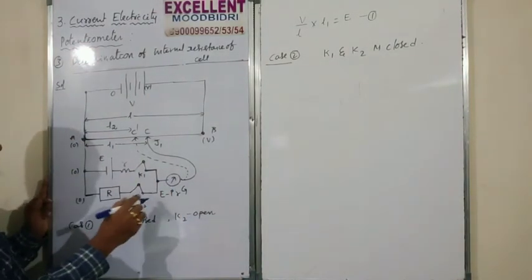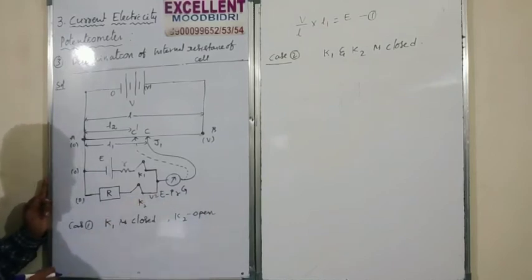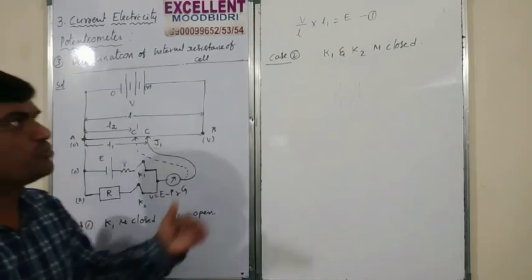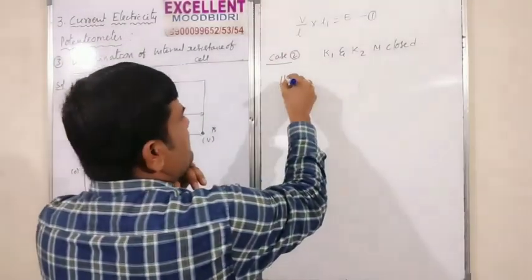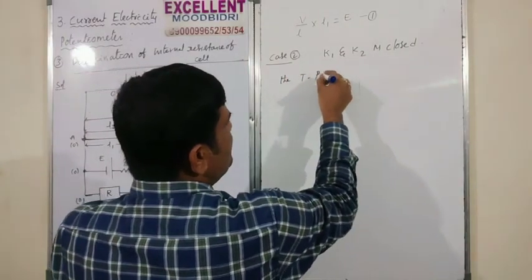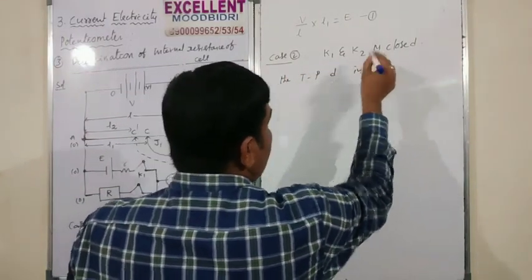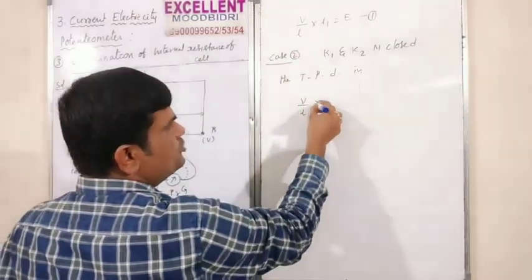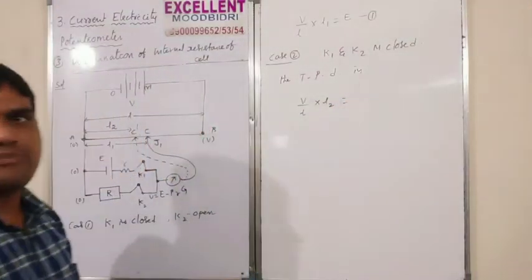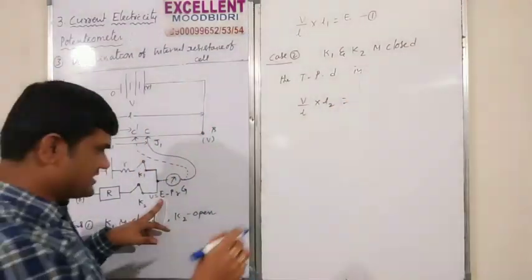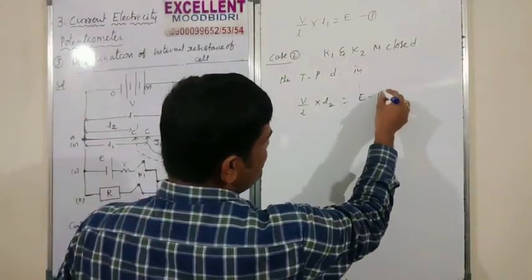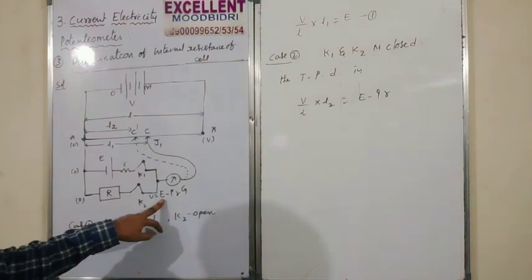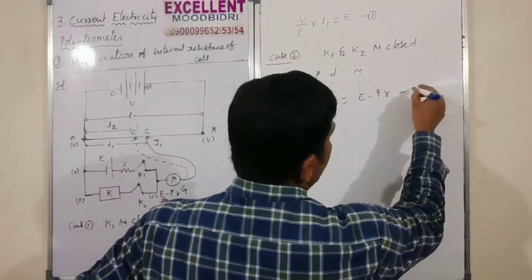So V is equal to E minus I R, that means the terminal potential difference. When K1 and K2 are both closed, the terminal potential difference is, with the same formula, V by L into L2. Instead of EMF, the terminal potential difference comes, which is E minus I into R. Did you remember that formula? Yes. So this is equation number 2.